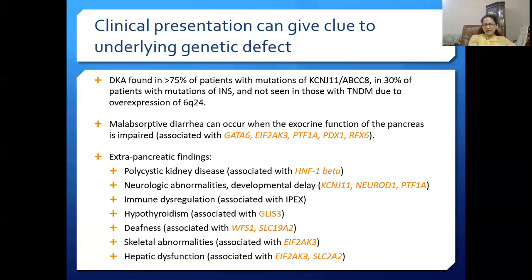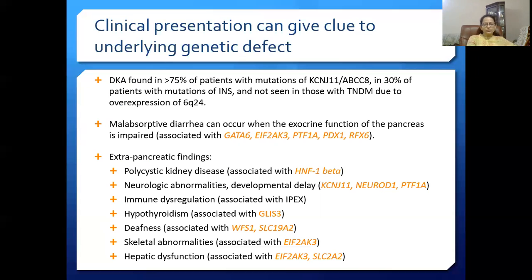Okay, malabsorptive diarrhea, that is exocrine pancreatic insufficiency, is associated with the defects which are listed here: GATA6, EIF2AK3, PTF1A, PDX1, and RFX6. Extrapancreatic findings. Polycystic kidney disease is associated with HNF1 beta defect. Neurological abnormalities, developmental delay: KCNJ11 is most commonly implicated. Others are NeuroD1 and PTF1A.